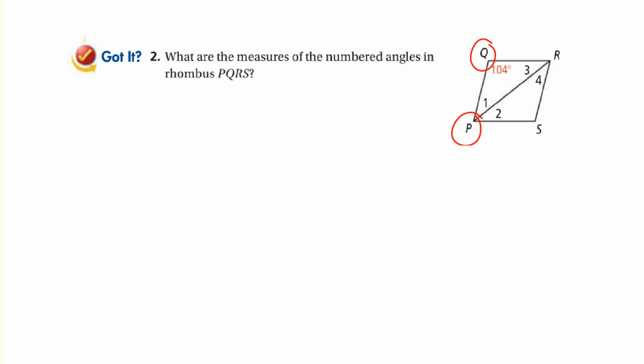So I'm going to give you a minute to go ahead and solve this one. So remember that Q and P are supplementary, so they're both going to add up together to total 180. So if Q is 104, what is the measure of angle P? That's right, it is 76. So half of 76 is 38.